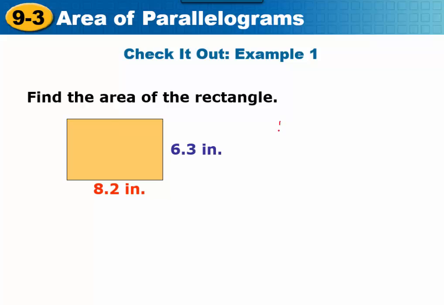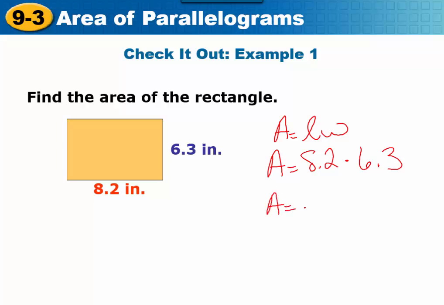First thing you should have written was A equals LW. A equals 8.2 times 6.3. A equals, and now we go over to the side and we multiply those two numbers together. 8.2, sorry about that, let me erase that there.